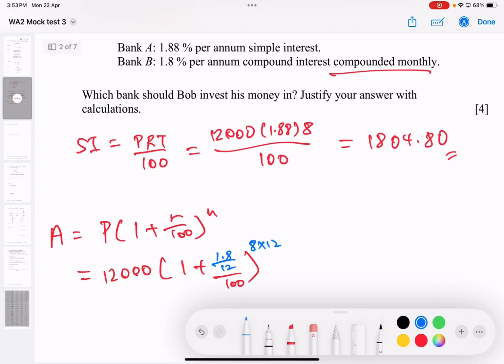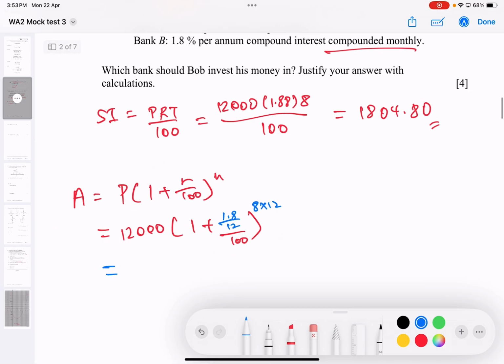So the number of compounding periods will be this. You just need to enter this in your calculator, and this one, enter it carefully because many of you tend to make mistakes when you enter it in. Divide by 12, 100 to the power of 96.